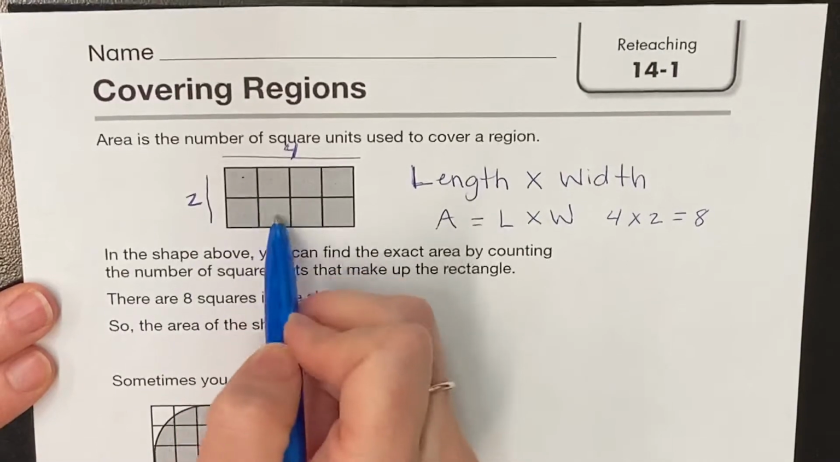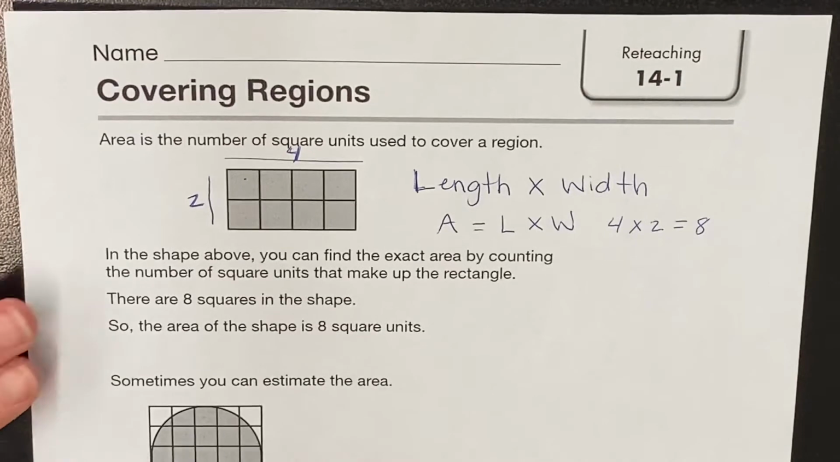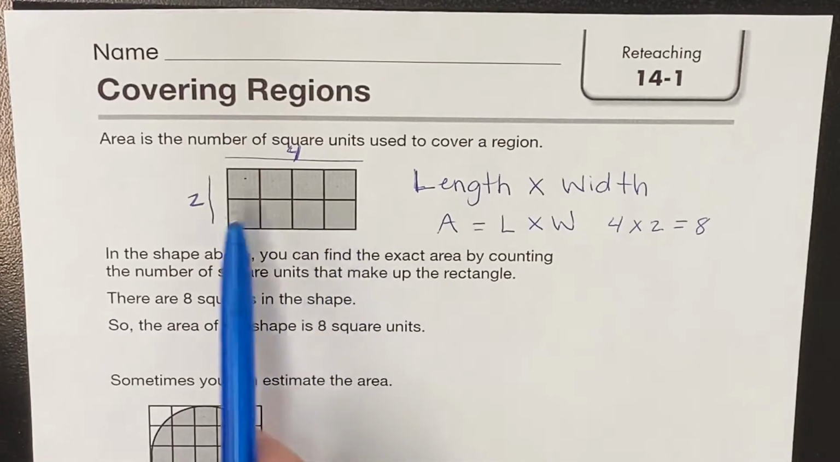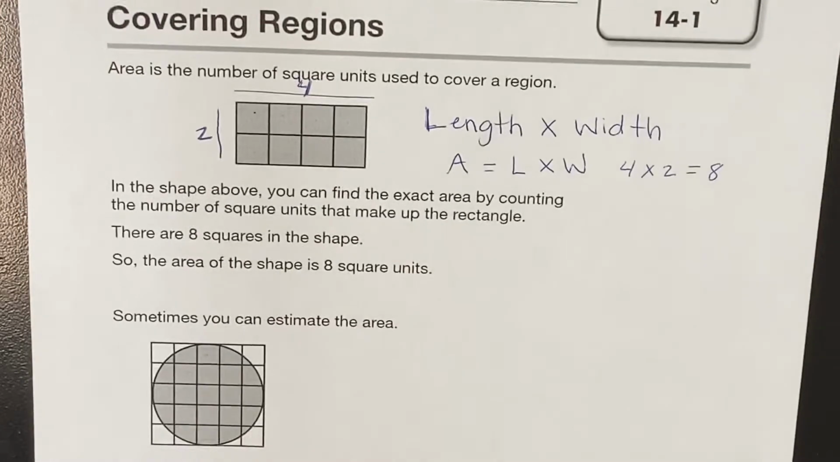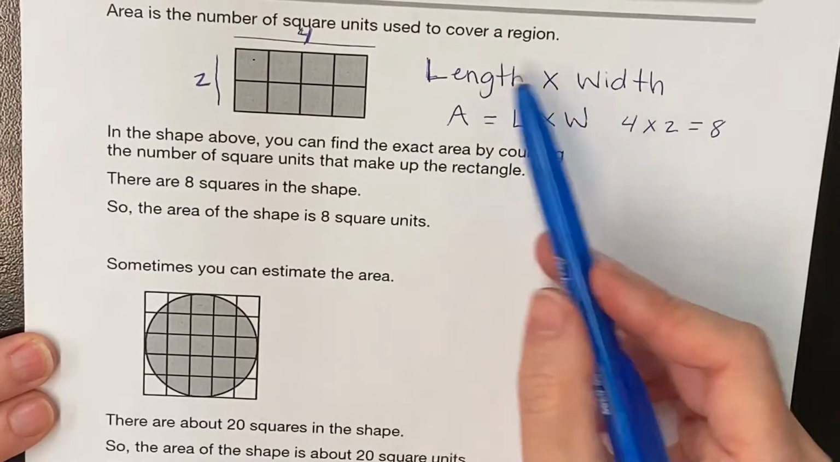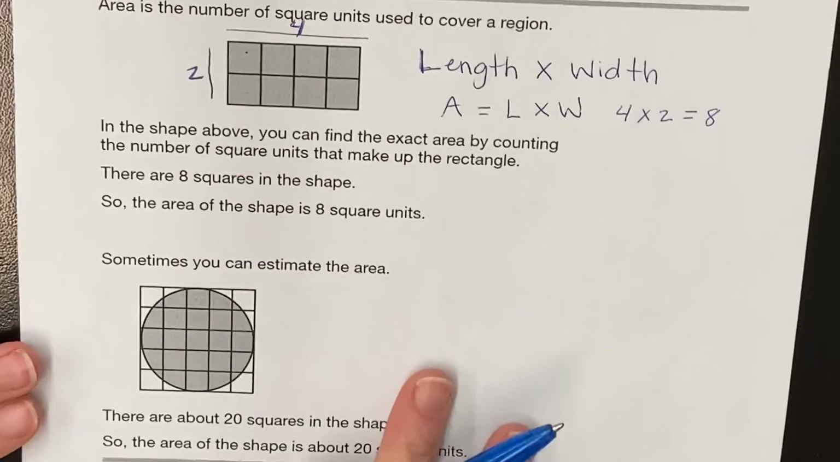1, 2, 3, 4, 5, 6, 7, 8. There are 8 square units to cover this region. So area is just the number of square units needed to cover a region. The number of square units inside a shape is the area of the shape. So in this lesson, we're just going to really be counting the square units inside the shape. We don't even have to do this formula yet, or we're going to be estimating.